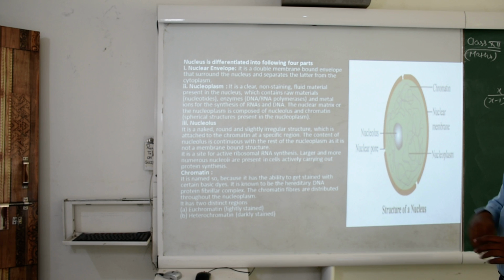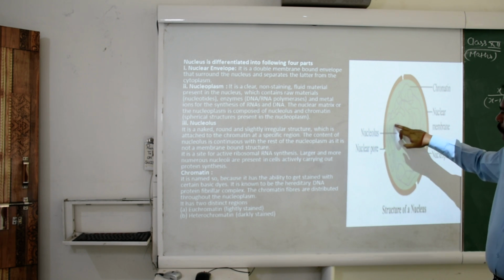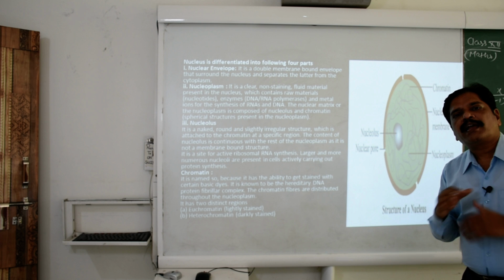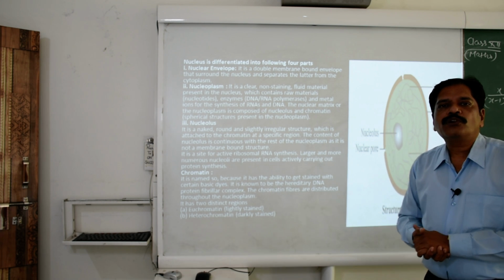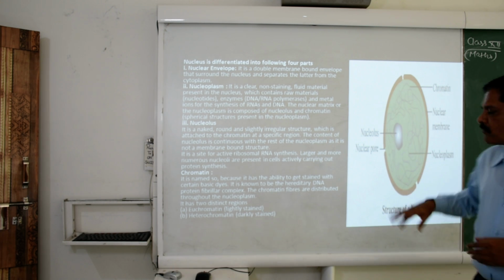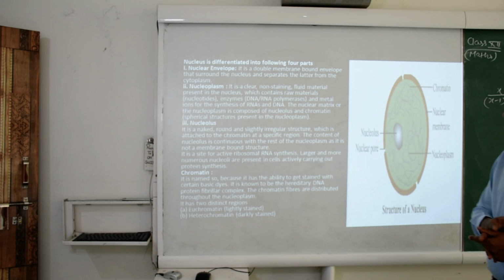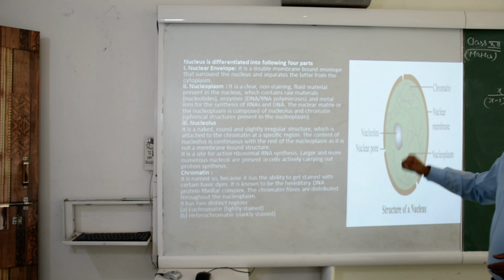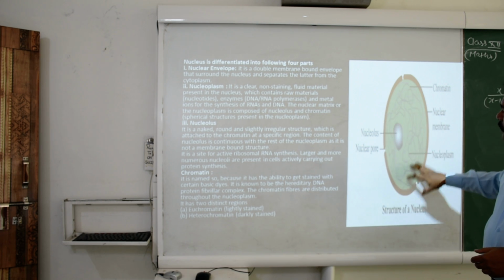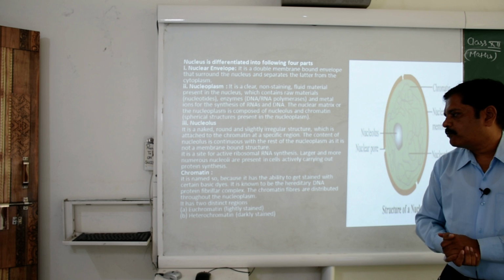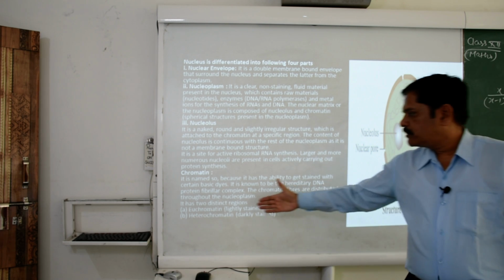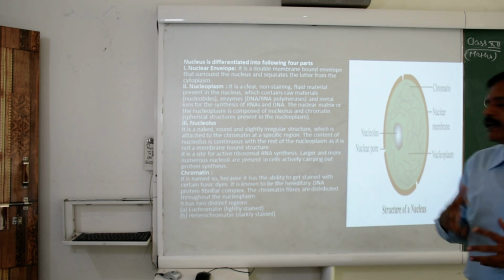It is also termed NOR, nucleolar organizer region, where the formation of the mRNA is actually performed, and later on it is transferred. Then there are chromatid fibers, which are made up of chromatin. This chromatin is divided into two parts, euchromatin and heterochromatin.